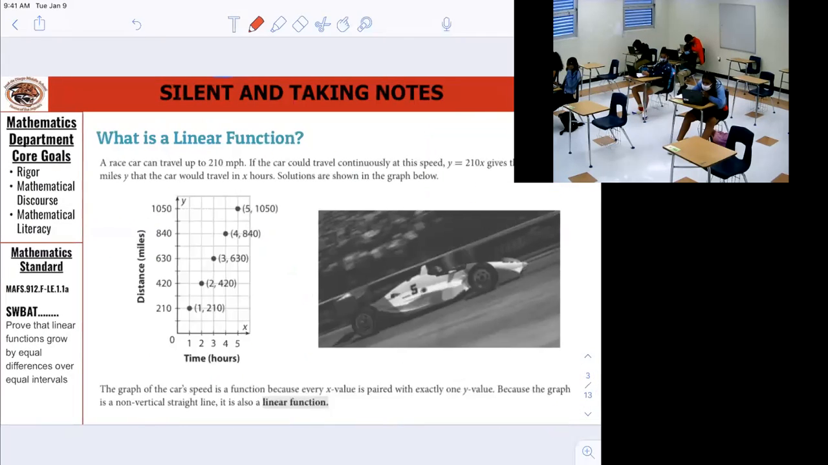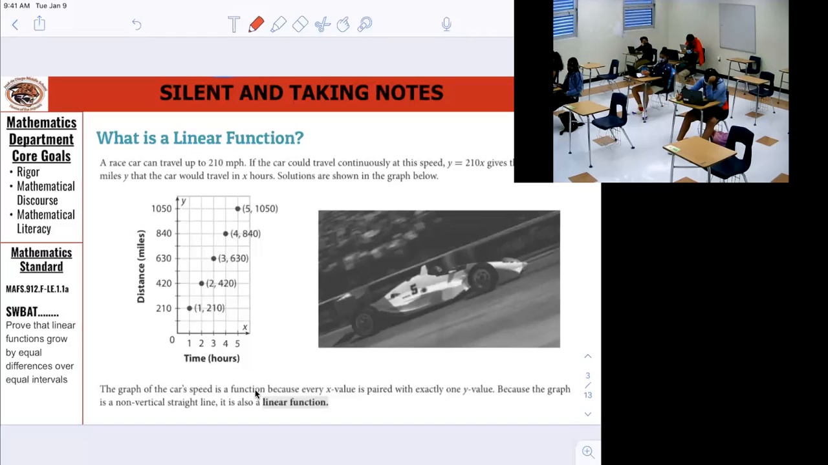Let's find out. Can I have a volunteer read this scenario? I have a graph here and there's a scenario. So who would like to read? A race car can travel up to 210 miles per hour. If the car could travel continuously at this speed, y equals 210x gives the number of miles y that the car would travel in x hours. Solutions are shown in the graph below.